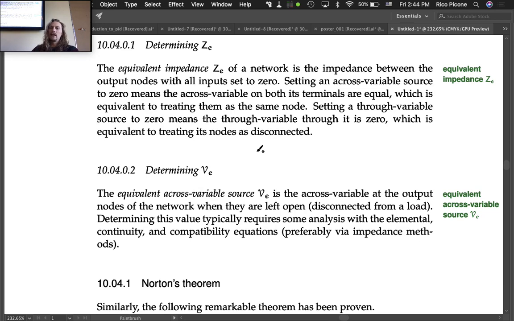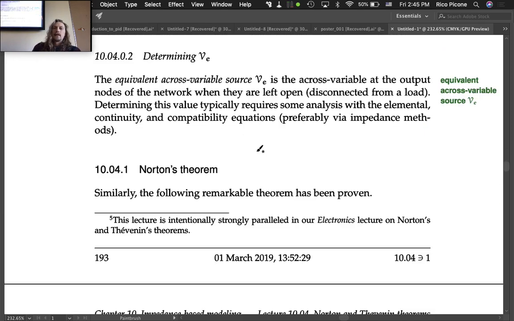If we want to determine VE, the equivalent across variable source, it's the across variable at the output nodes of the network when the output nodes are left open or disconnected from a load. Determining this value typically requires some analysis with elemental continuity and compatibility equations. You can use impedance methods like we've used in this chapter, and specifically I'm going to recommend we use, if possible, the methods of 10.5 to find out what VE is. We haven't got to 10.5. We'll do that on Monday, and it'll be the end of this chapter. Good, so that's the Thevenin.